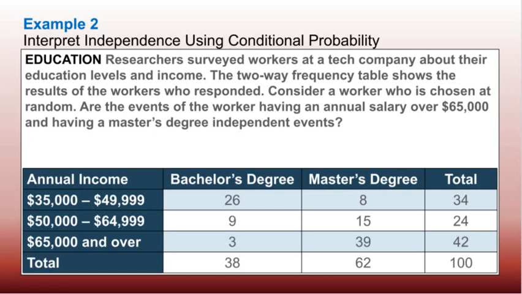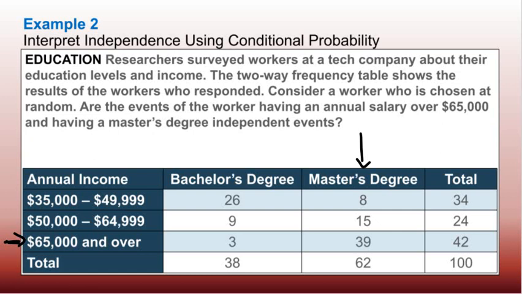Researchers surveyed workers at a tech company about their education levels and income. The two-way frequency table shows the results of the workers who responded. Consider a worker who is chosen at random. Are the events of the worker having an annual salary over $65,000 and having a master's degree independent events? So that's what we want to see. Those who are over 65,000 would be in this category right here, and they have a master's degree, which is this column.